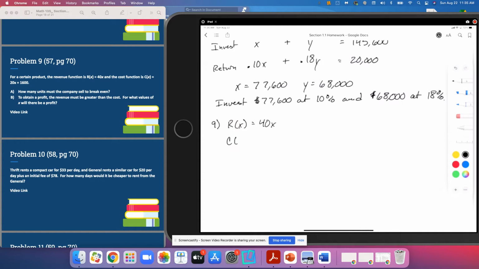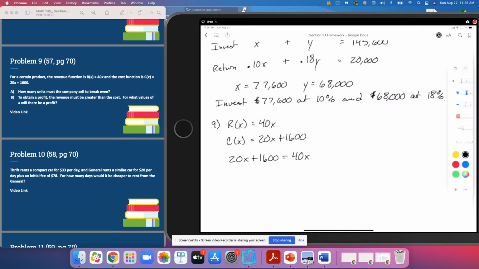Our cost, or our C of x is the way that this is read, is 20x plus 1600. And we can remember that break even occurs when cost is equal to revenue. Since we are trying to figure out how many units the company must sell to break even, I will set cost equal to revenue. So that's going to be 20x plus 1,600 is equal to 40x.